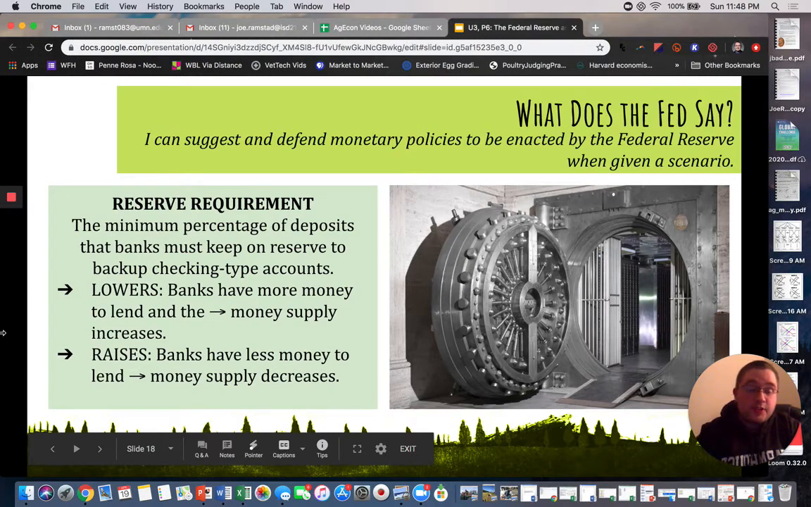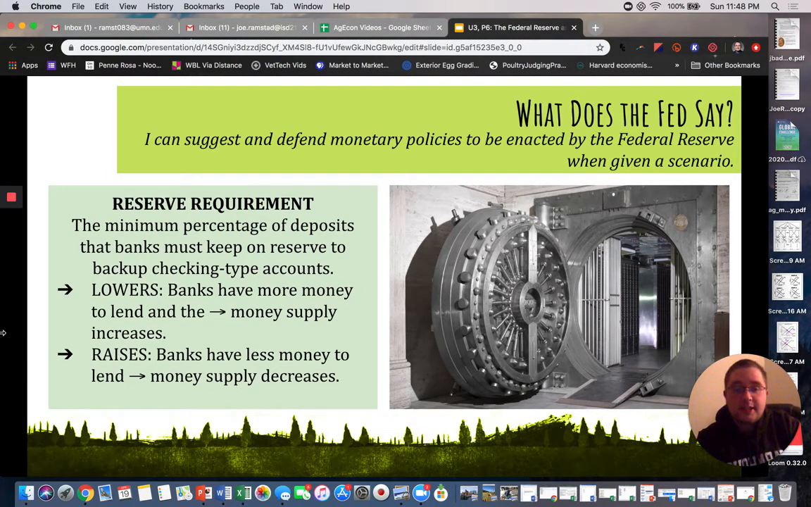Then lastly, the reserve requirement is the third tool of monetary policy. This is the minimum percentage of deposits that banks must keep on reserve to back up checking type accounts. So when we saw that example earlier of you going to the bank and depositing $1,000, and then Elaine getting $900 and paying that to Joshua, and then Joshua putting that $900 in the bank, and $810 goes back out into the economy for people like you and me, that 10% that was kind of lost in between was what went into the reserve. So in that scenario, the reserve requirement was 10%.